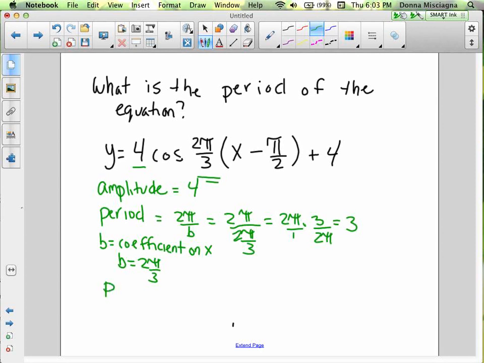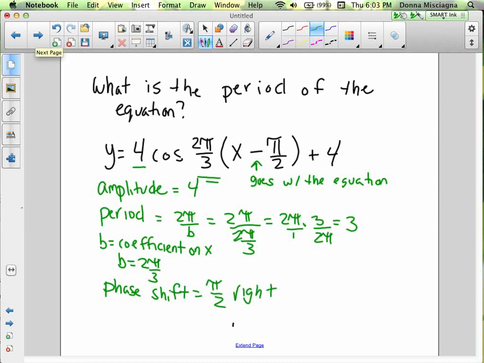This graph also has a phase shift. Right, so since b is factored out of the parentheses, the phase shift is what's added or subtracted to x. Now remember, this goes with the equation. That subtraction sign goes with the equation. So if we see minus pi halves, that means pi halves to the right. If we saw plus pi halves, it would be pi halves to the left, right? But that is to the right.